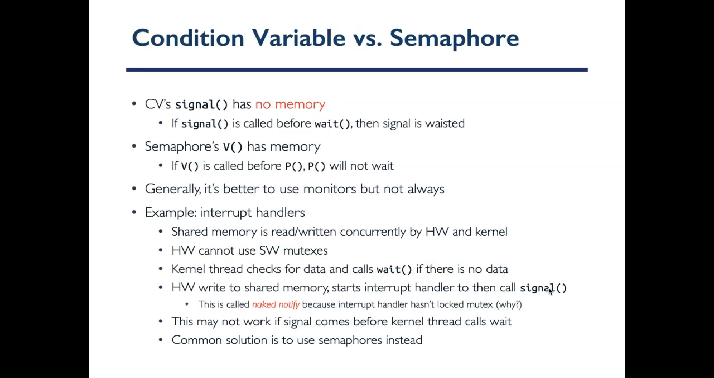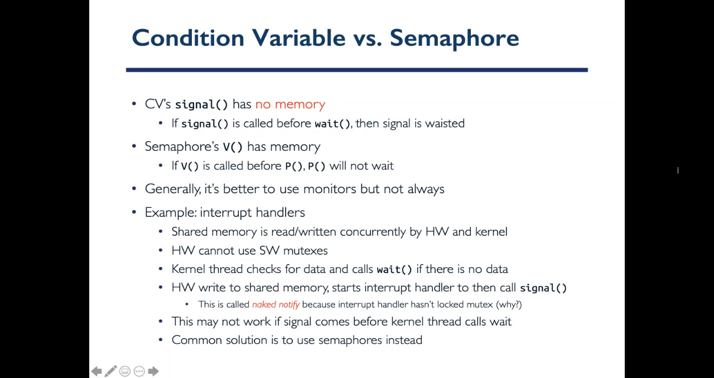The way to deal with it is just to use semaphores instead. Instead of calling signal, this interrupt handler can call V, and that gets memorized. So no matter when this kernel thread goes to sleep, eventually it's going to see this V. Either it sees the V after going to sleep, or before going to sleep the V is issued, it goes to sleep, and then it sees that V.